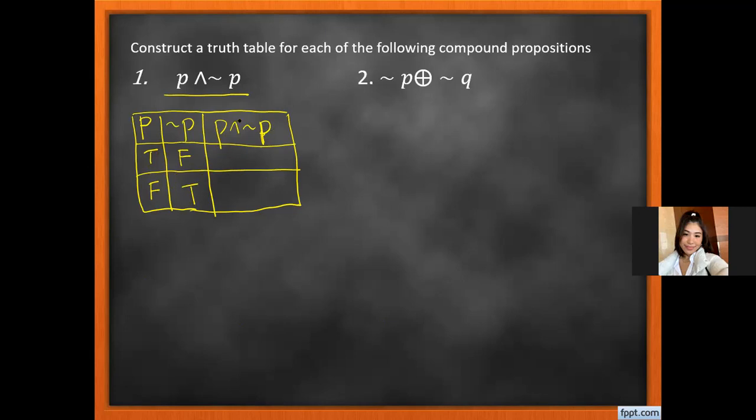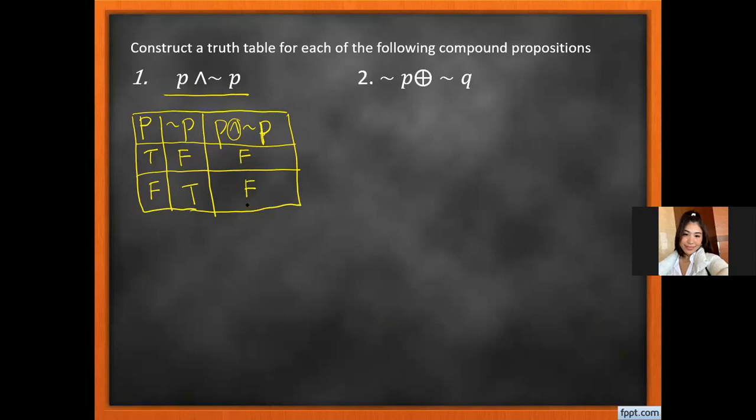So we're going to make use of the connective and. The truth value of P is true, while the truth value of negation of P is false. So P and negation of P, combining the two propositions with these truth values using the connective and will give us a false value. Likewise, this is also false.